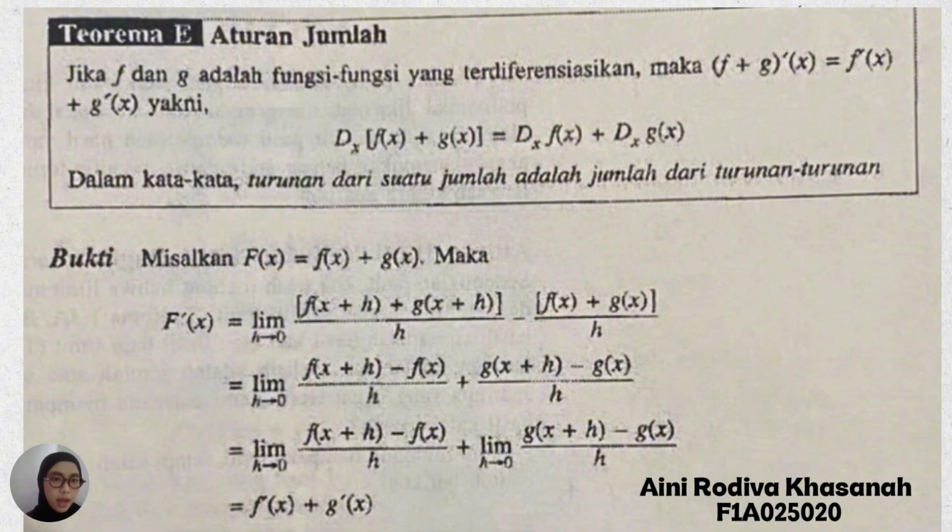So here I want to explain about theorem E, the sum rule for differentiation. If f and g are differentiable functions on a given domain, then the summation of f and g is also differentiable. Furthermore, the derivative of the sum is equal to the sum of their individual derivatives.